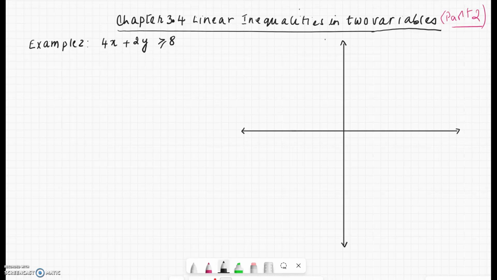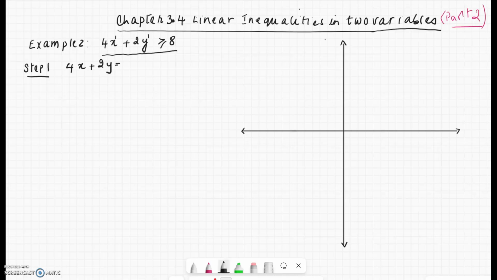We're going to graph the linear inequality in two variables. It's linear because the power of x and y is both equal to 1, and that gives us a linear inequality in two variables, and the two variables are x and y. Remember that step 1 is always graphing the linear equation. So which equation are we going to graph?